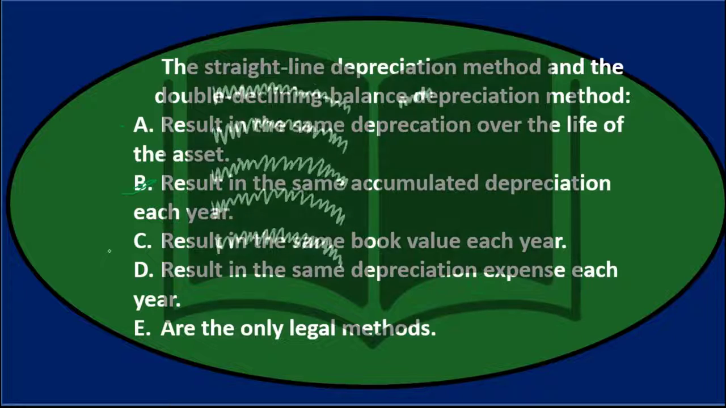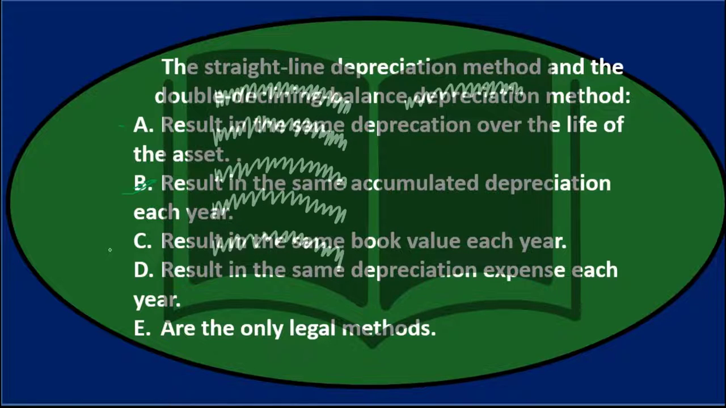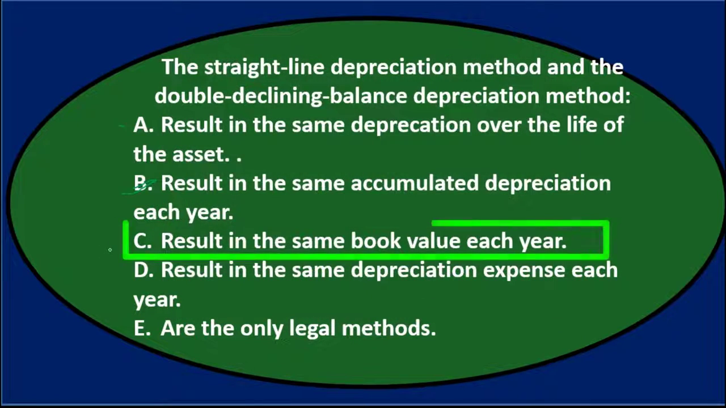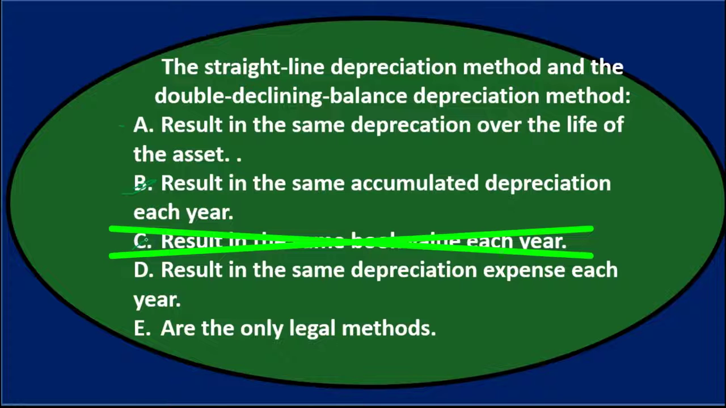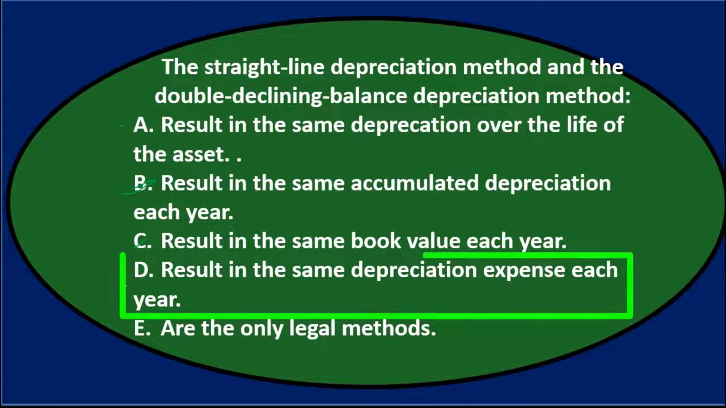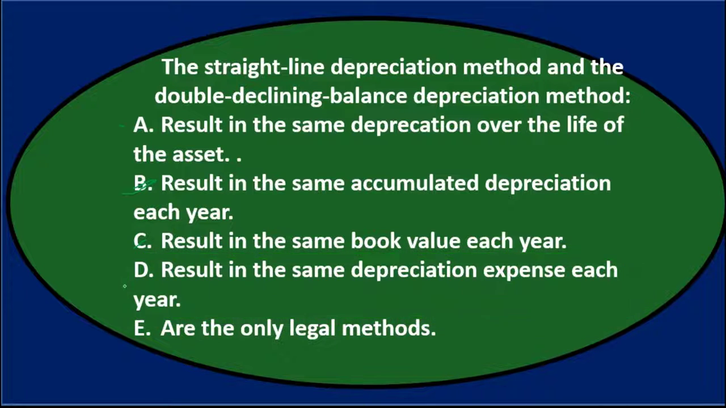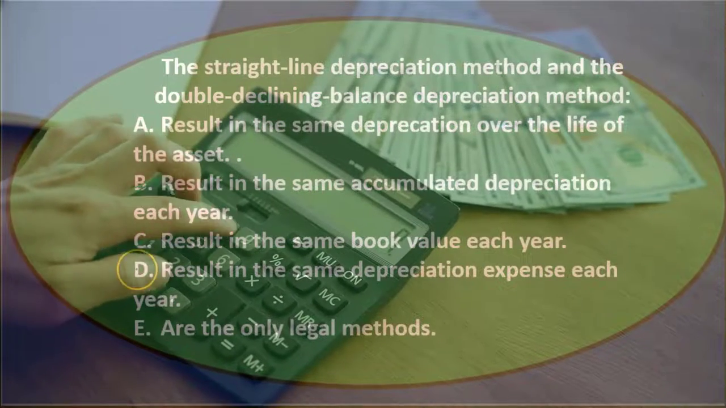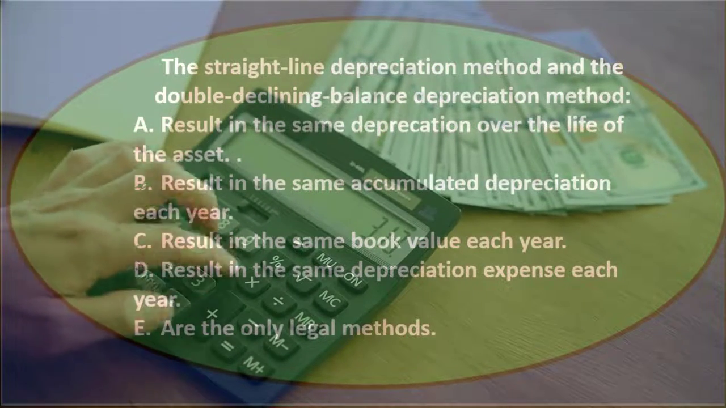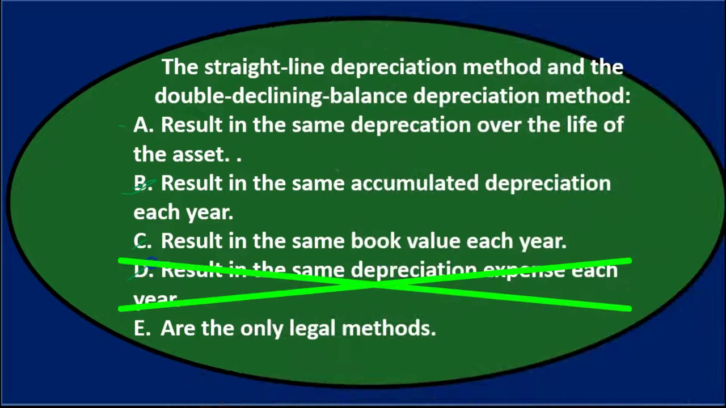And again, we're not going to get to the same book value because we're not going to have the same accumulated depreciation. At the end of the time period, we will end up with that. But as we go through, it won't have the same book value, which would be the cost minus the accumulated depreciation. D says results in the same depreciation expense each year. And again, it's not going to have the same depreciation expense either. At the end, the depreciation for the entire time period will be the same, but not as we go through.